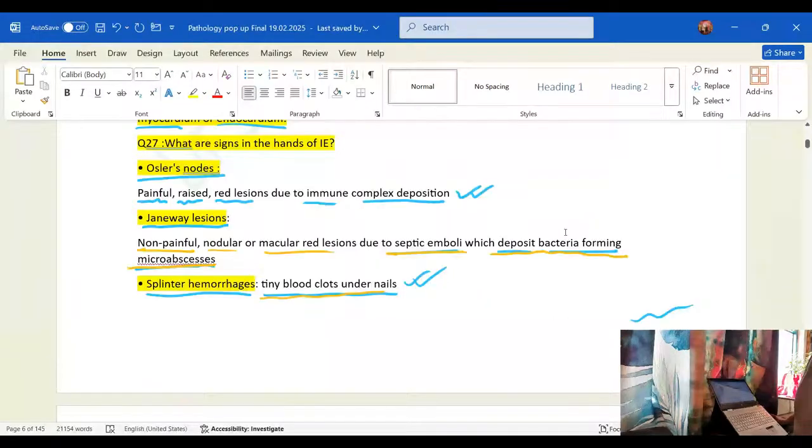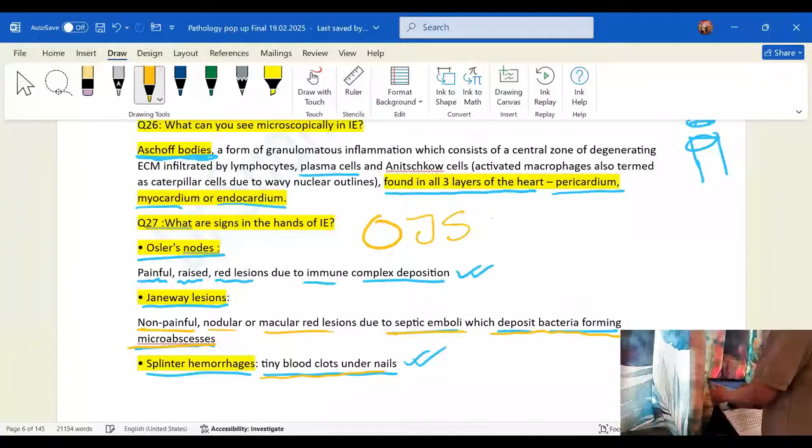In the hands, we have Osler nodules, which are painful, Janeway lesions, which are painless, splinter hemorrhages, and clubbing. So, Osler nodule: it is painful. Janeway lesion: it is painless. Splinter hemorrhage and clubbing.